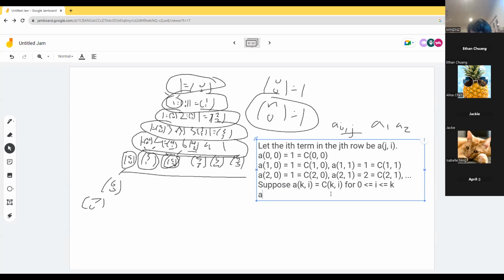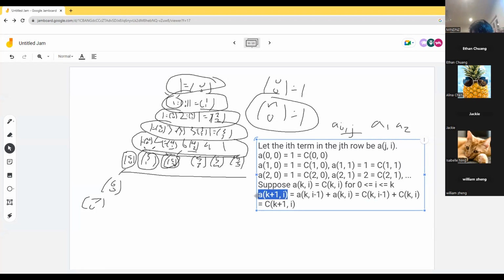Then when n is equal to k plus 1, a_(k+1)i is equal to a_k(i-1) plus a_ki by the definition of Pascal's triangle. These are the two terms above it. By our inductive hypothesis, that is equal to k choose i minus 1 plus k choose i, and that's equal to k plus 1 choose i. And we're done.